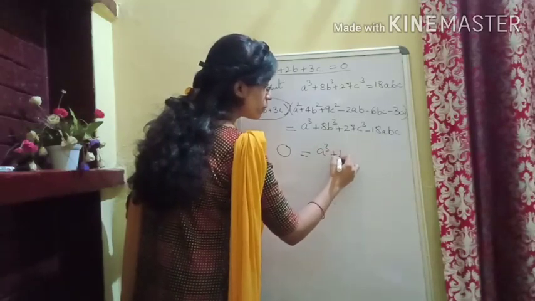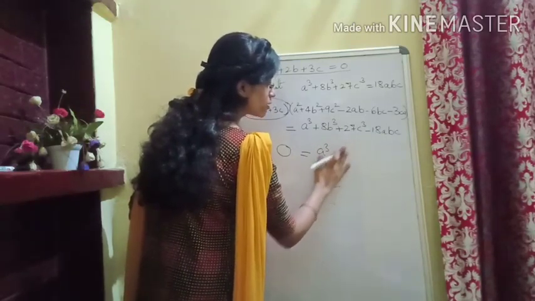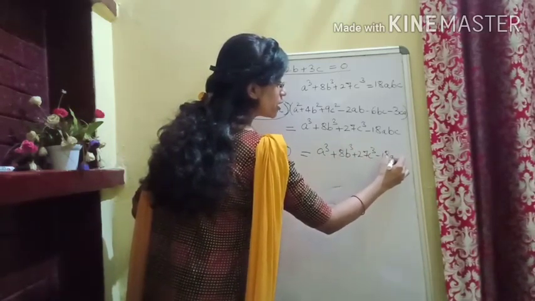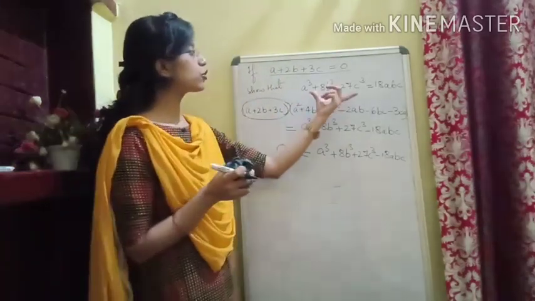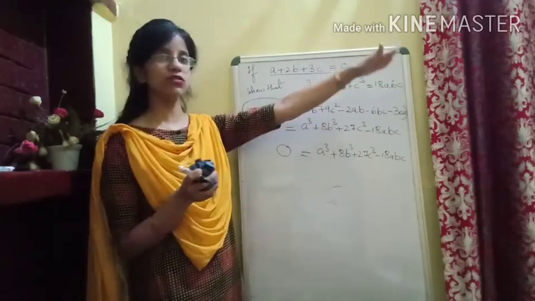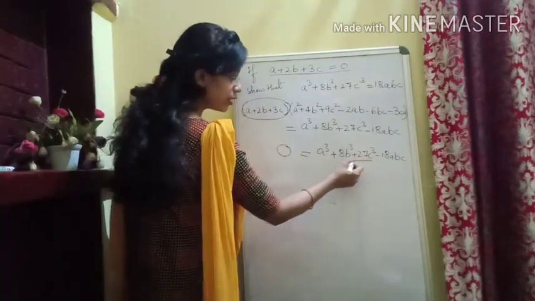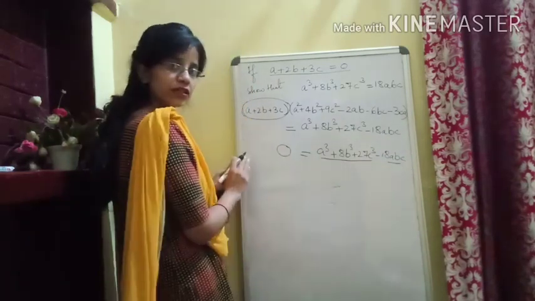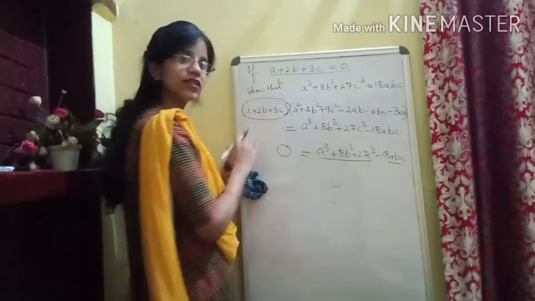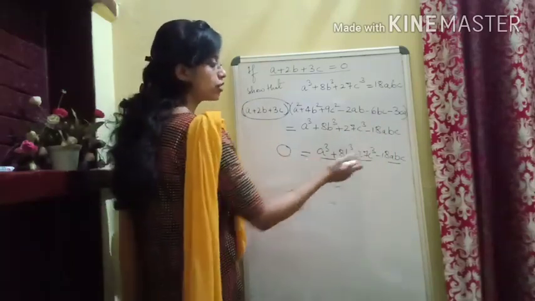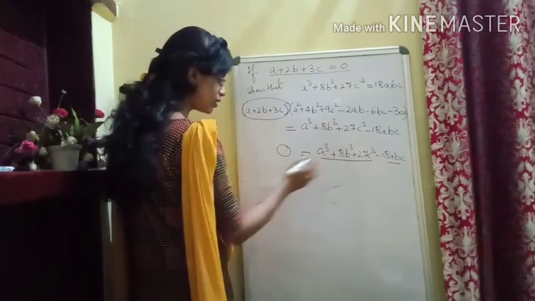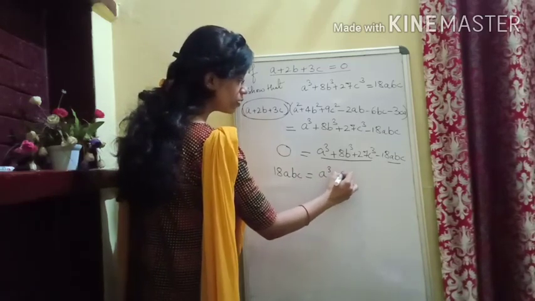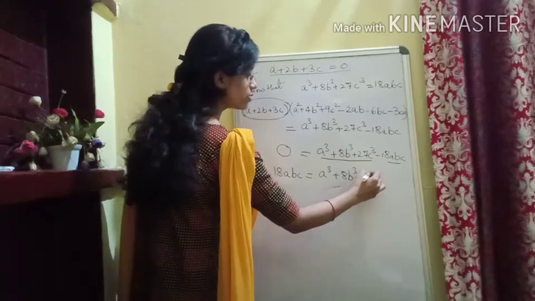Which is a cube plus 8b cube plus 27c cube minus 18abc. Now if you see what to prove, a cube plus 8b cube plus 27c cube equals 18abc. So we keep it here on this side, and this minus 18abc we are going to take to this side, and whenever we take values from one side to the other side, the sign will change. That means this minus will become plus, minus 18abc will become 18abc only, and then we have a cube plus 8b cube plus 27c cube.